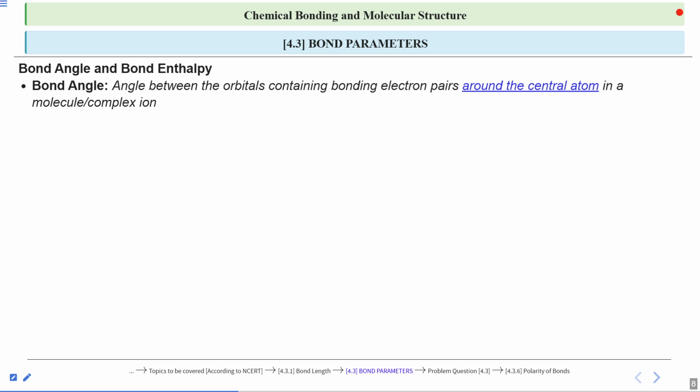So let us try to understand this with the help of an H2O molecule. What is being written here? It is the angle between the orbitals containing bonding electron pairs. So this is the bonding electron pair, and here is the second bonding electron pair. Now the angle between these two, around your central atom. This should always be in your mind, that you will always take the central atom while calculating or judging the bond angle. In case of water, this angle comes out to be 104.5 degrees.